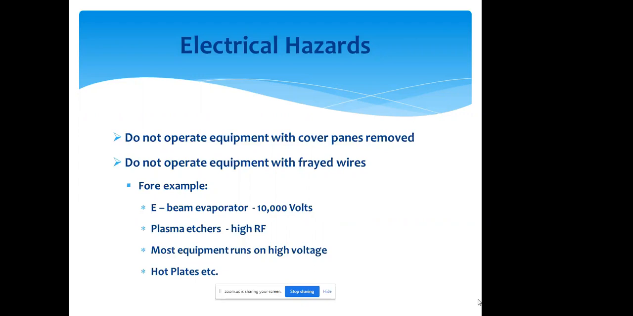As I always say, if you plug in a hot plate, when you're done, unplug it. A lot of things have gone on fire with hot plates that have been left running. So always make sure once you plug it in, when you're done with it, please unplug it.